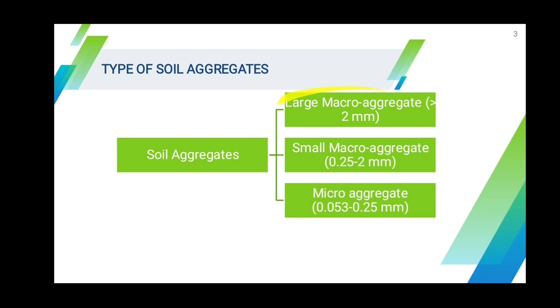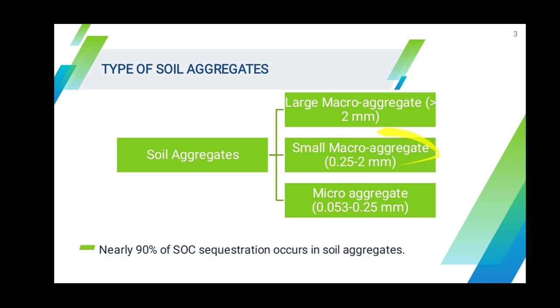First is large macroaggregates, which is the size more than 2 millimeters. Second, small macroaggregates, which is the size between 0.25 to 2 millimeters. And the last one is microaggregates, which is the size between 0.053 to 0.25 millimeters. And nearly 90% of the SOC, or soil organic carbon sequestration, occurs in the soil aggregates.